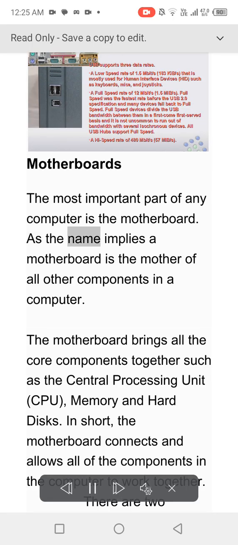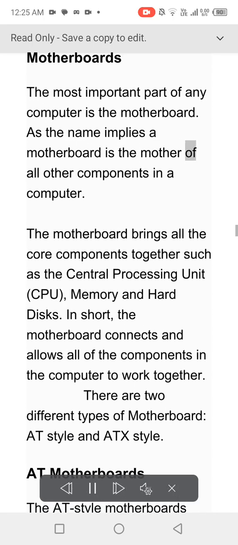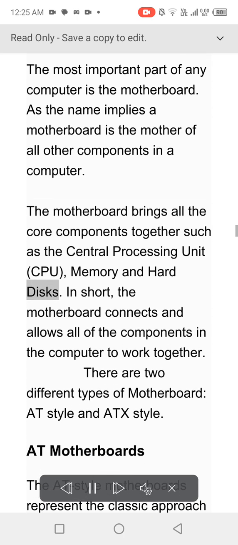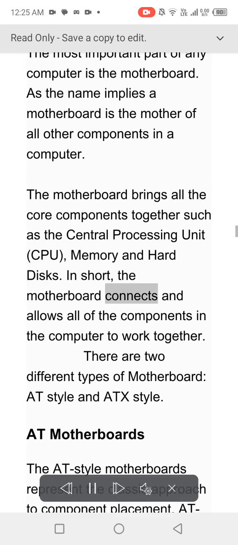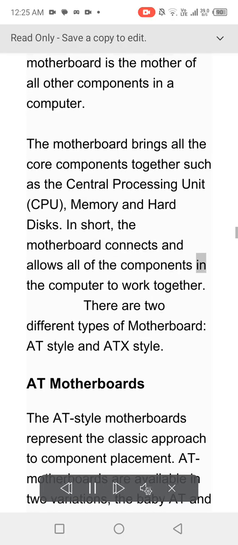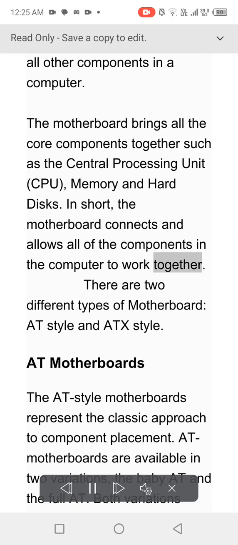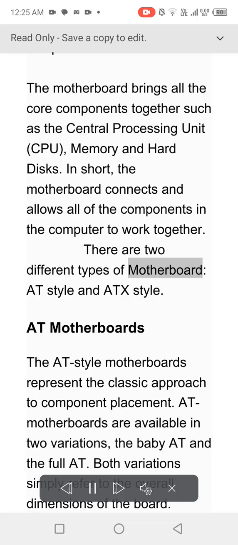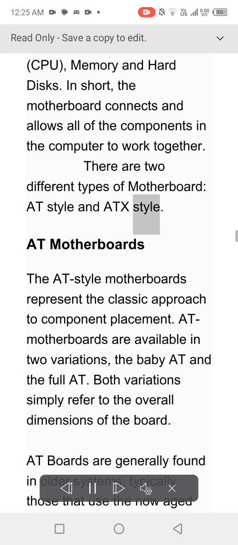Motherboards. The most important part of any computer is the motherboard. As the name implies, a motherboard is the mother of all other components in a computer. The motherboard brings all the core components together, such as the central processing unit, CPU, memory, and hard disks. In short, the motherboard connects and allows all of the components in the computer to work together. There are two different types of motherboard, AT style and ATX style.